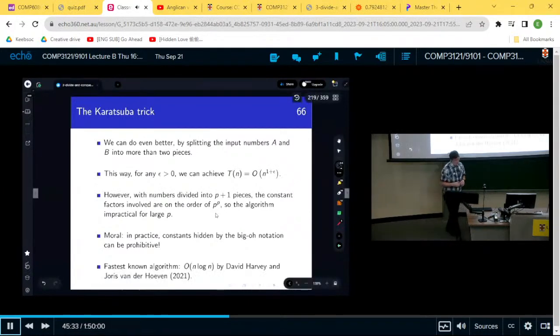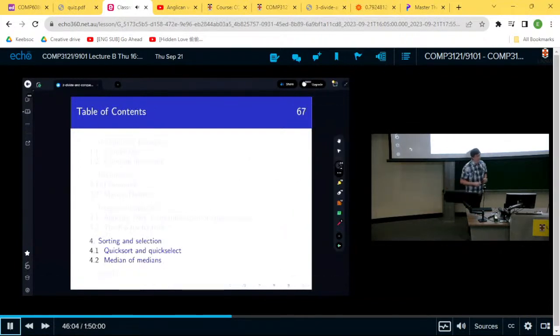The fastest known algorithm for multiplying two integers even gets rid of this plus epsilon here and replaces it by log n in the base. So there exists an order n log n algorithm by David Harvey, whose office is somewhere in that direction. So he's at the NSW in the math department, and Joris van der Heuvel. Okay, so that's it for multiplying two integers.